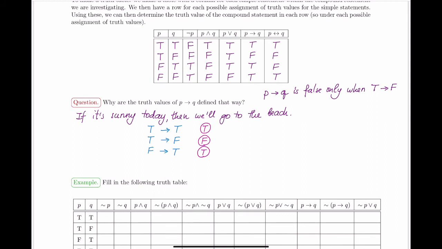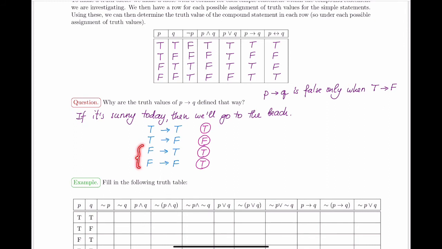And finally, the last case is, it wasn't sunny today, and we didn't go to the beach. Again, in terms of my promise, it doesn't matter because it wasn't sunny in the first place, so that did not affect the original statement at all, which means that I never broke my promise, and this is still true. So this is why the conditional statement is only false in the one case, when we started with a truth and the conclusion was false. The case of a broken promise is the only case when the conditional is false. All the other cases are actually true.